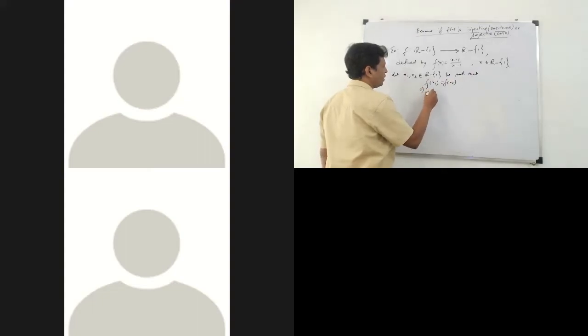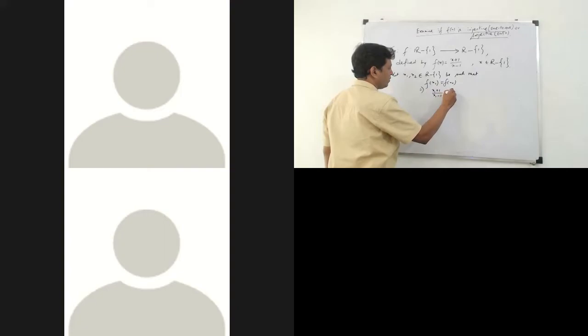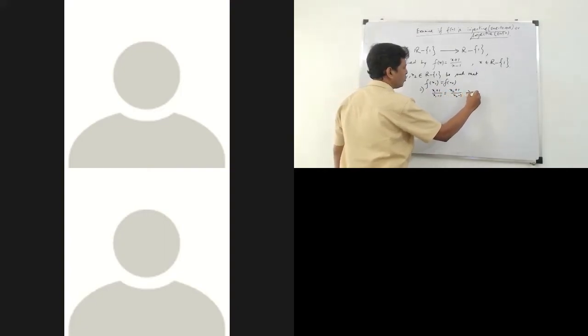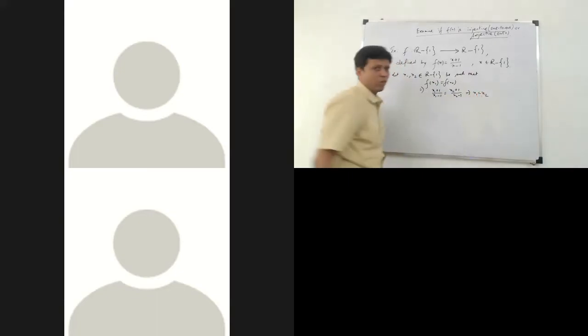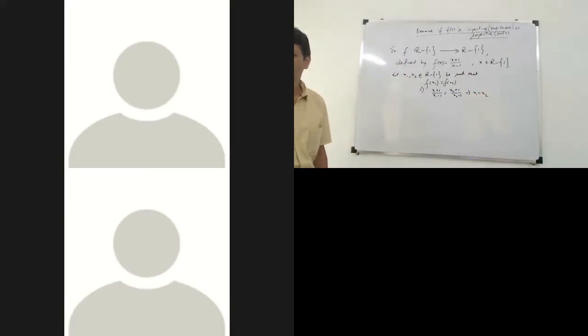So what are you getting? You are getting x1 equal to x2, right? It is 1 to 1. Finish. That part is easy. What about the other part?